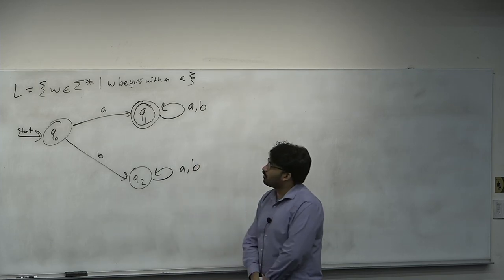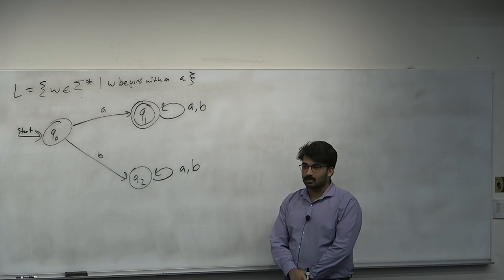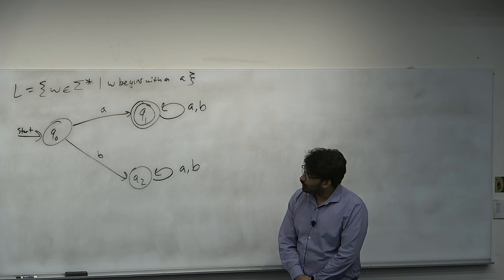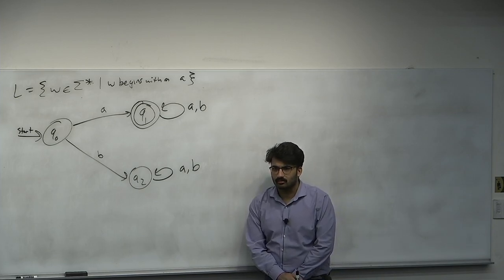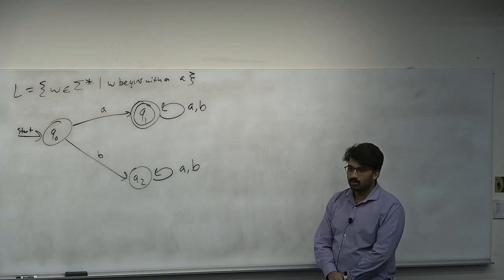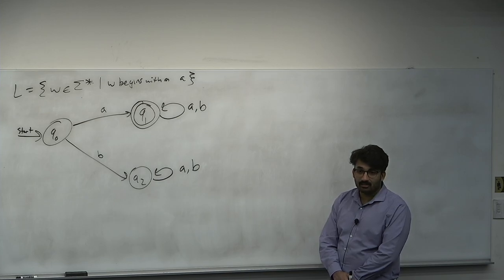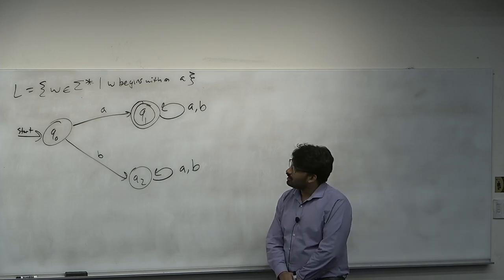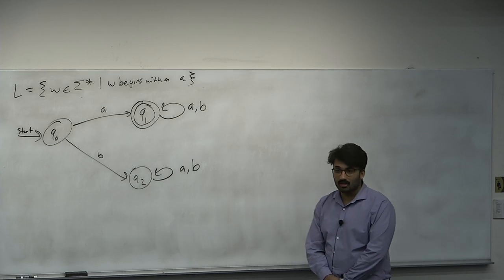Let's talk a little bit more about the programming here. Is Q2 accepting? No, it's not accepting. You reach Q2 if you begin with a B. Is Q0 accepting? When should Q0 be accepting, by the way? What strings end on Q0 always? The empty string. The empty string has no symbols, so you do not leave Q0, so you stay at Q0. So Q0 should not be accepting. Why? Because the language as defined does not contain the empty string. Does the empty string begin with an A? No, because it doesn't begin with anything. So the empty string is not in this language.